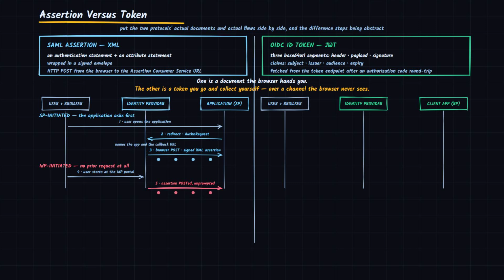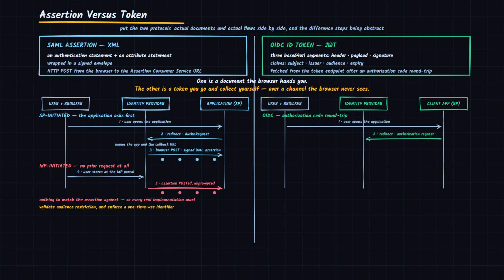IdP-initiated flow is convenient for end users, and it's also the flow that requires the most careful defensive engineering on the receiving end, because there's no original request to match the assertion against, which is why real implementations have to validate audience restriction and enforce a one-time use identifier on every assertion they accept, rather than trusting that a signed document arriving unprompted is automatically safe.